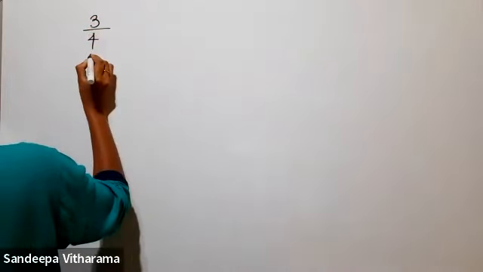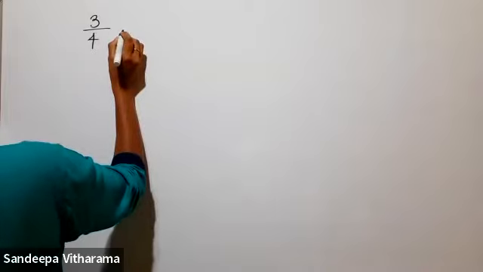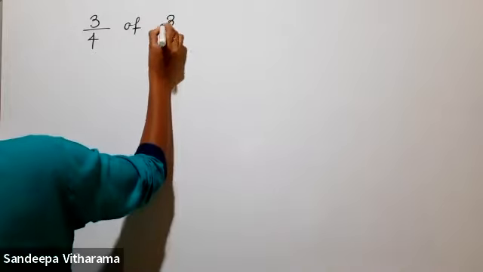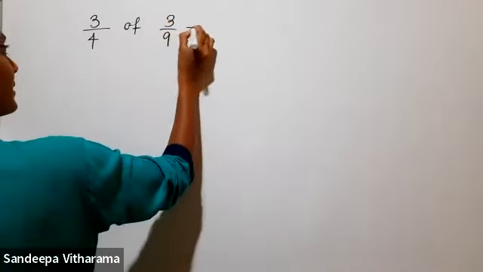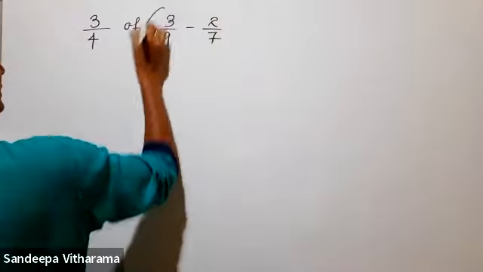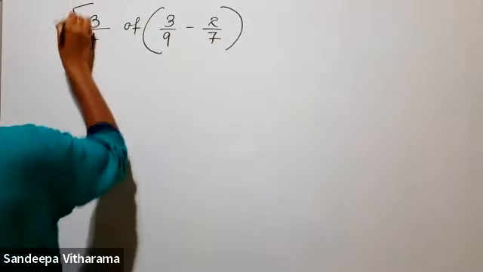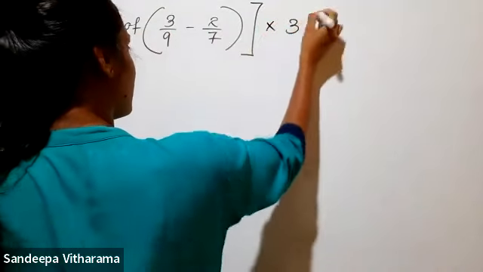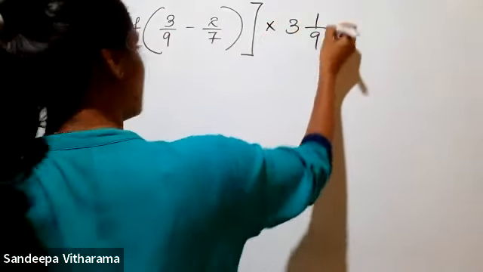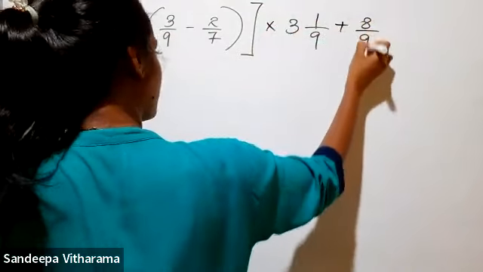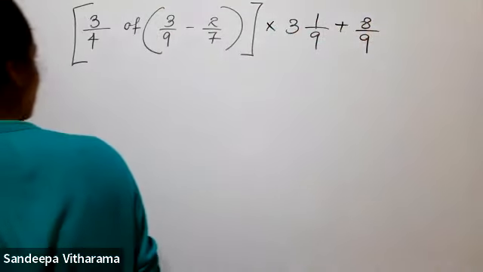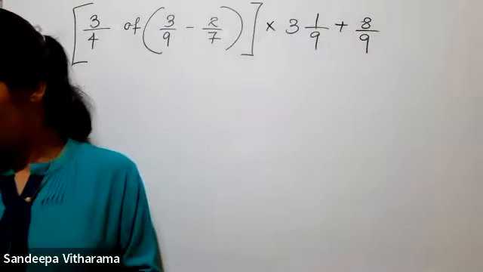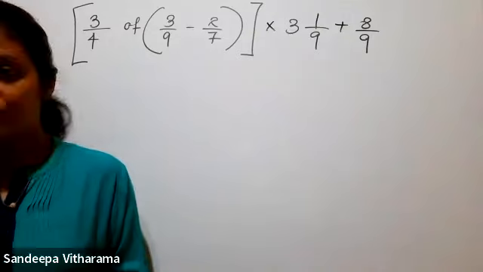Was like this. It's a very good question. 3 upon 4 of 3 upon 9 subtract 2 upon 7 multiplied by 3 and 1 upon 9 add 8 upon 9. Okay. Now here look at what is the step that we have to follow first.